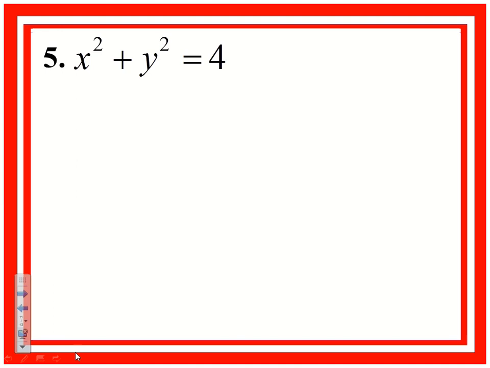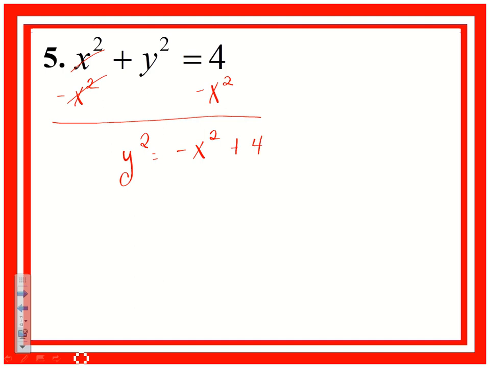For this one, I'm going to have to solve for y first so that I can graph it, okay? So, to solve for y, I'm going to have to say minus x squared. Minus x squared would be 0. So y squared equals negative x squared plus 4. Or you can write it as 4 minus x squared. It really doesn't matter. It's the same thing. I just put the negative with the x and the positive.